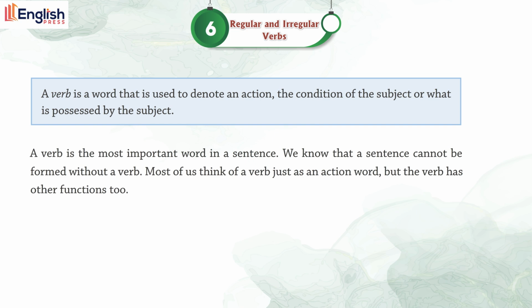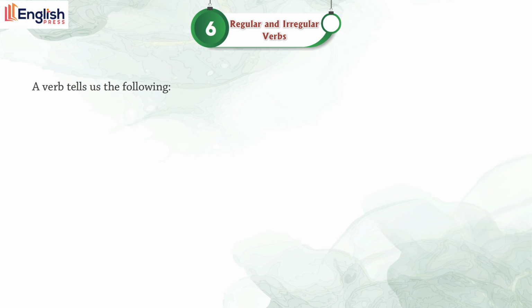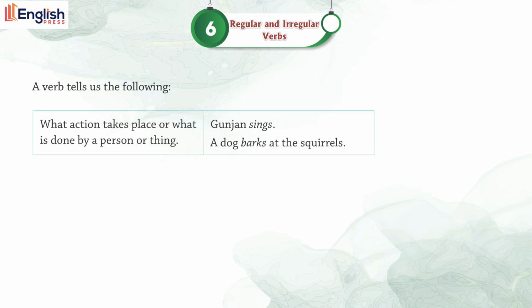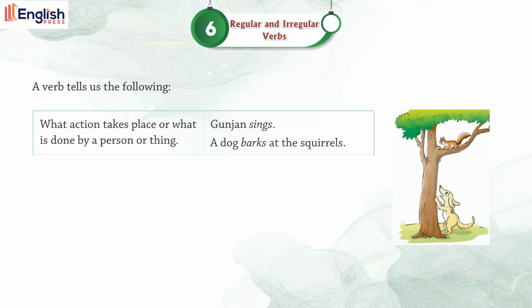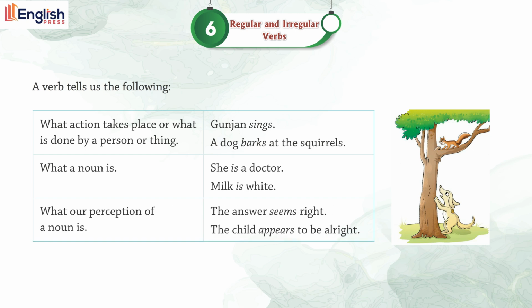Most of us think of a verb just as an action word, but the verb has other functions too. A verb tells us the following: what action takes place or what is done by a person or thing. Gunjan sings. A dog barks at the squirrels. What a noun is. She is a doctor. Milk is white. What our perception of a noun is. The answer seems right. The child appears to be all right.